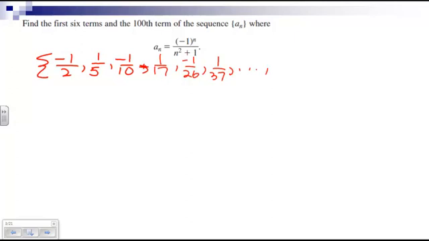What about the 100th term? The 100th term, 1 over 100 squared plus 1. I think I got 100,001. Is that right? No. It's 10,000 plus 1. Hal, did you have enough time? Yeah. All right, 10,001. There we go. Great. Easy, right?